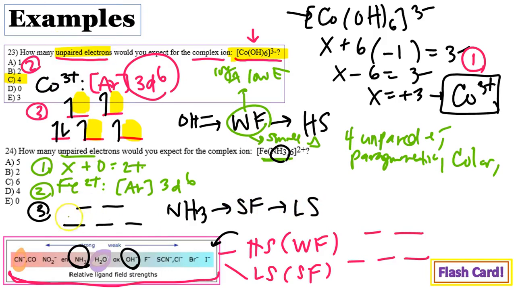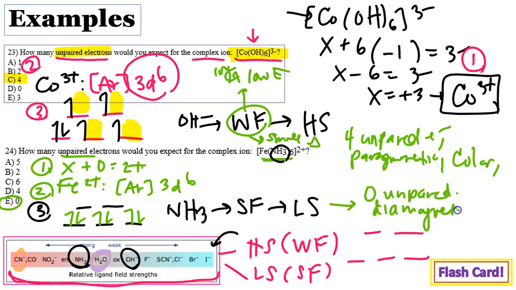We have 6 electrons. We have to make sure we pair up the lower energy orbitals first before we move to the higher energy. So we have 1, 2, 3, 4, 5, and 6. As you can see, everything is paired up here. And because we have low spin, we can say that we have 0 unpaired electrons, meaning that this is going to be diamagnetic and have no color, because everything is paired in these orbitals.